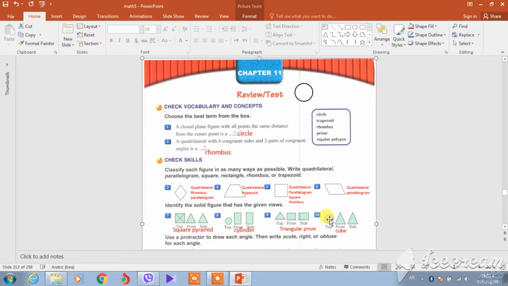If we look at question 10, from the top we see the circle. From the front we see the triangle. From the side we see the triangle also. So this type of solid figure is a cone.